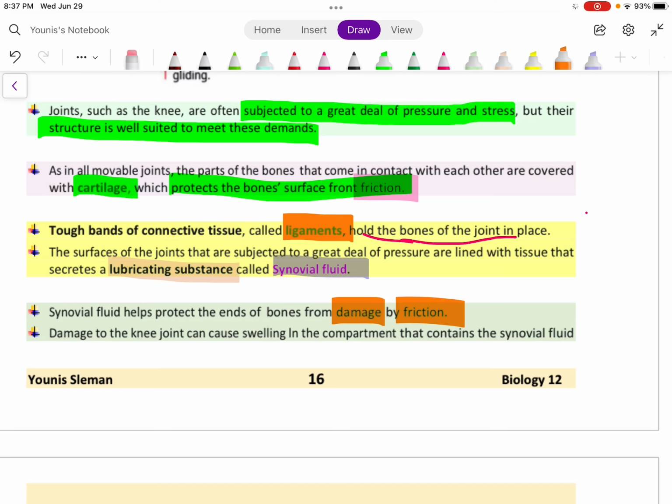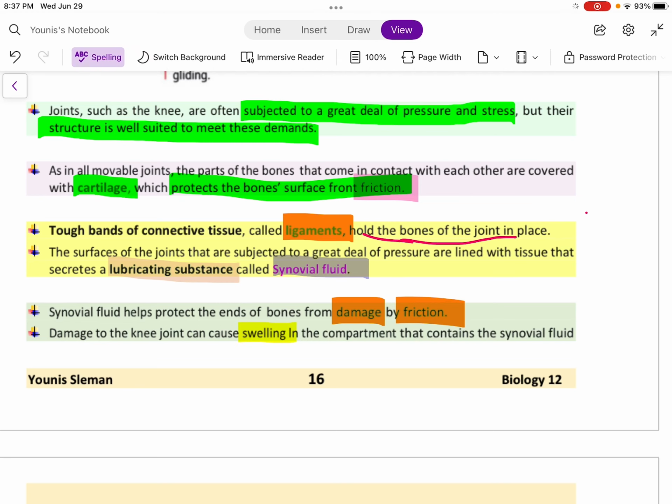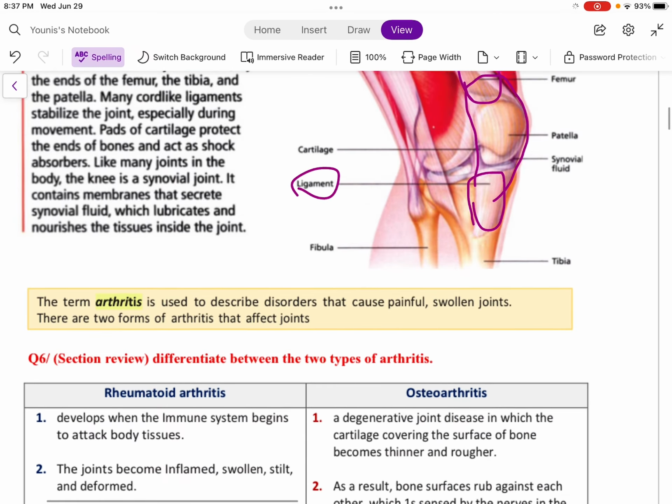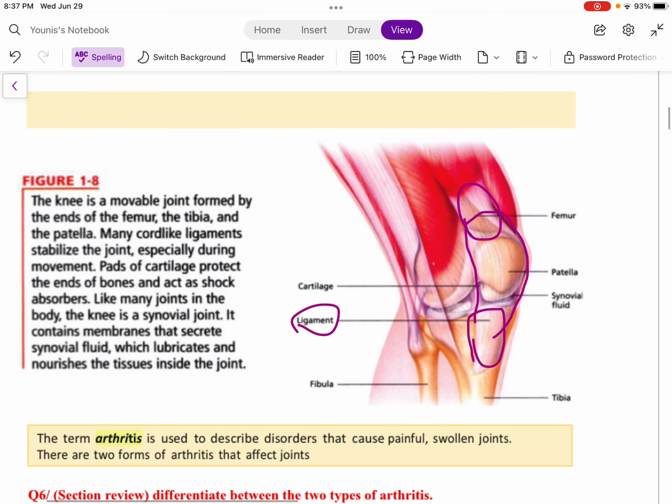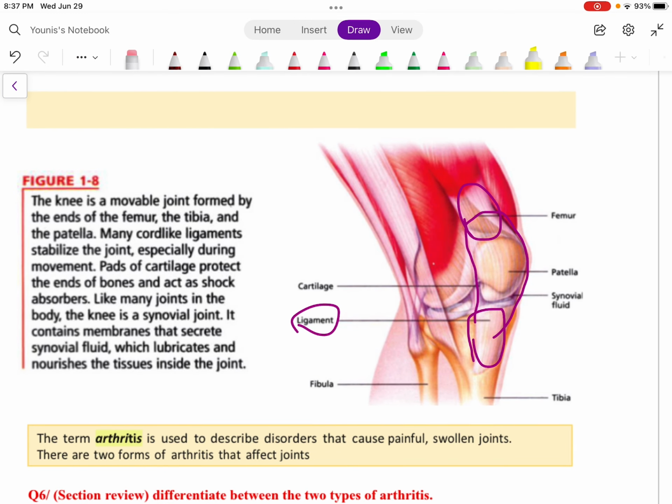Sometimes damage to the knee joint can cause swelling in the compartments where the synovial fluid is located. So sometimes swelling can happen to the knee joint, and there are disorders. We are going to mention them. So now focus on the drawing.